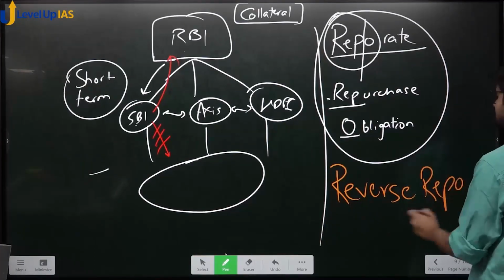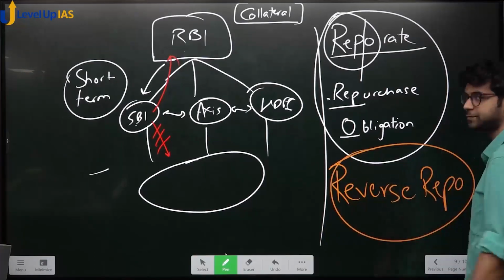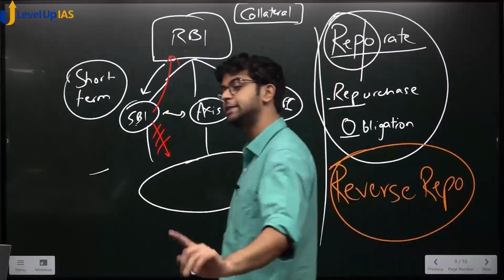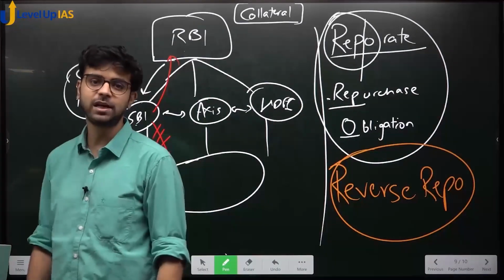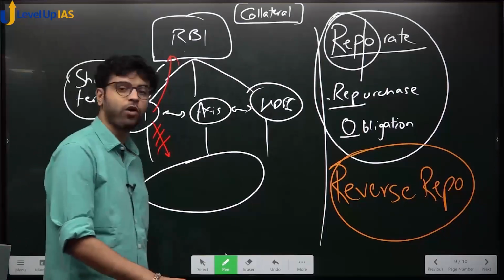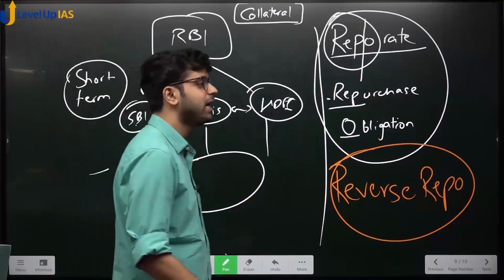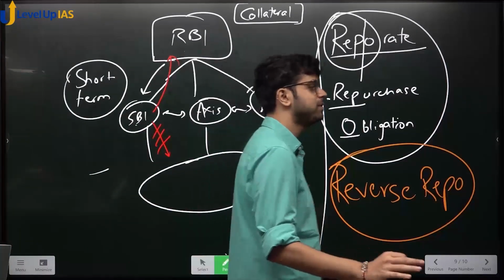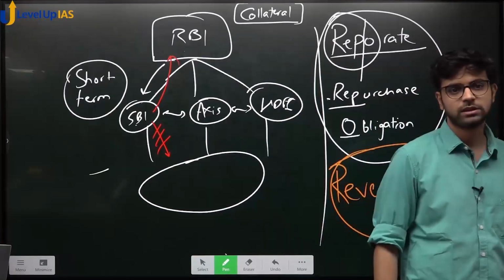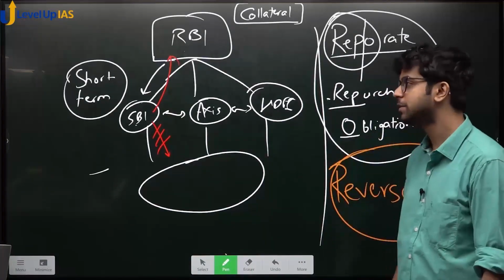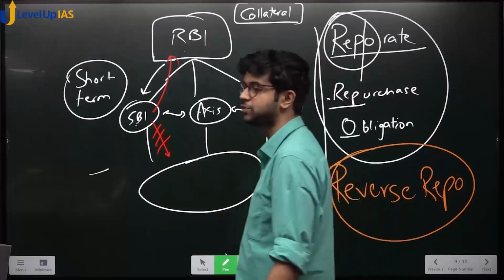Reverse repo rate. It is called the reverse repo rate. Did you get what is reverse repo rate? So reverse repo rate is what? Reverse repo rate is the rate at which commercial banks borrow money from the central bank. True or false? Reverse repo rate is the rate at which commercial banks borrow money from central banks. True or false?